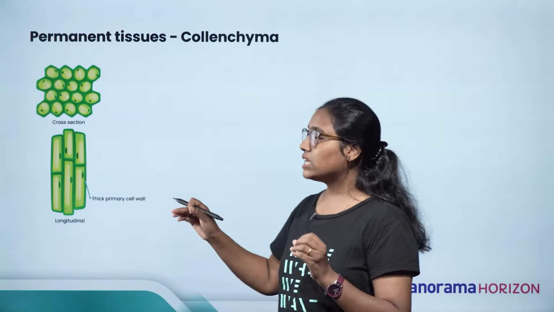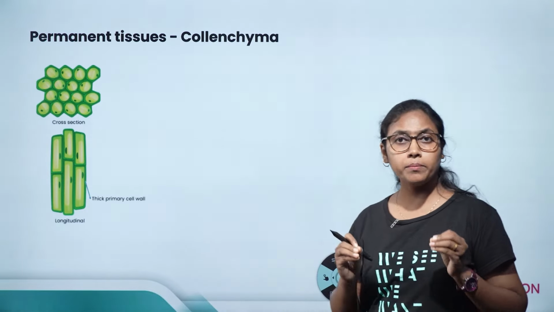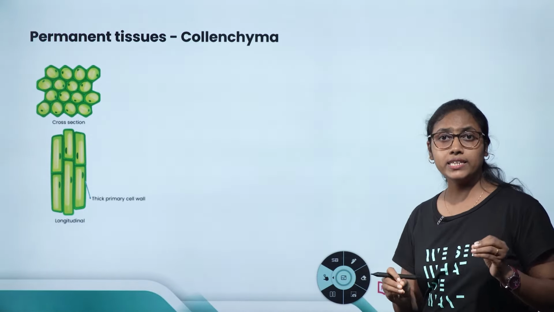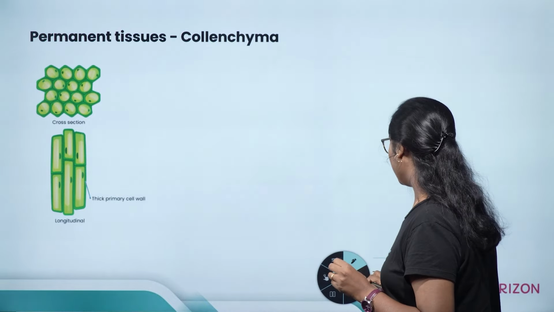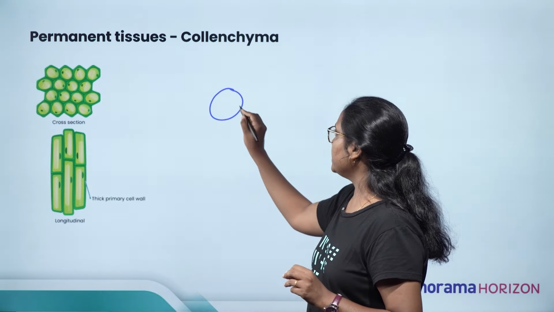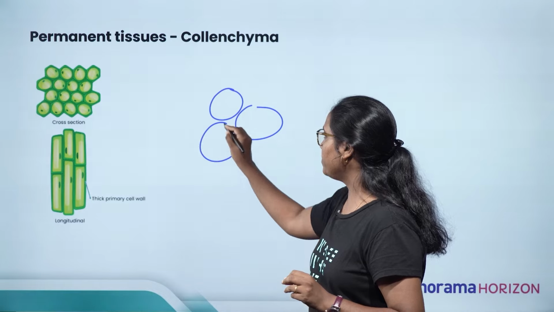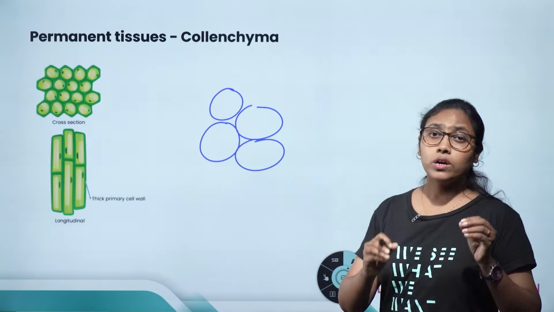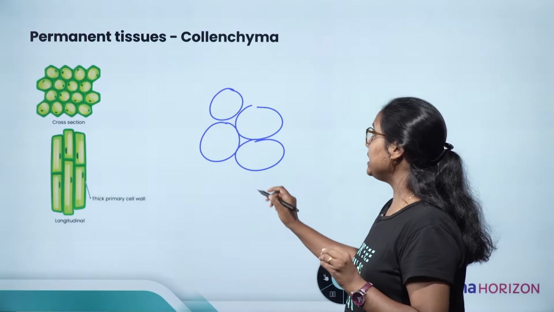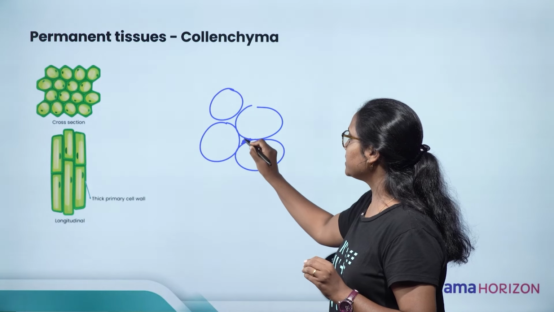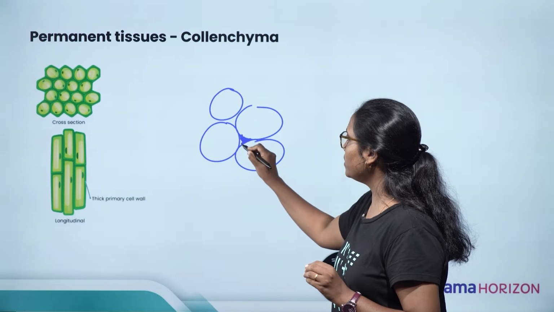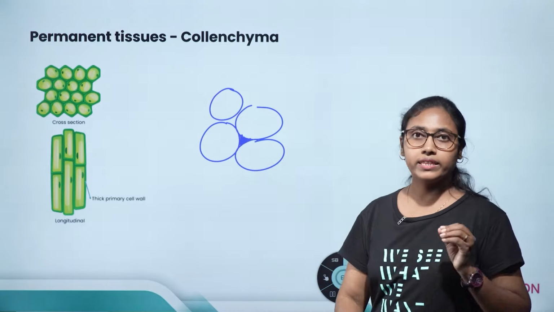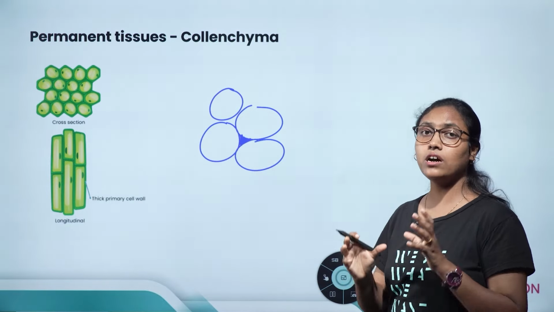Now, the major difference between a parenchyma and a collenchyma is the wall thickening. These are the cells of collenchyma. Now, the wall thickening is seen in the corners of the cell. So, this is the corner, and in the corner you will be finding wall thickening.